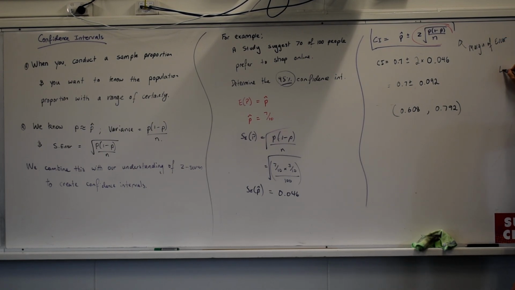Okay, and it's often given E or ME, and that is equal to Z times the square root of P(1 minus P) over N. And what is that? What is this part here? What do we call that? That is our standard error, which is our standard deviation. And the Z represents our Z score, which tells us about what? The number of standard deviations away from the mean we are.